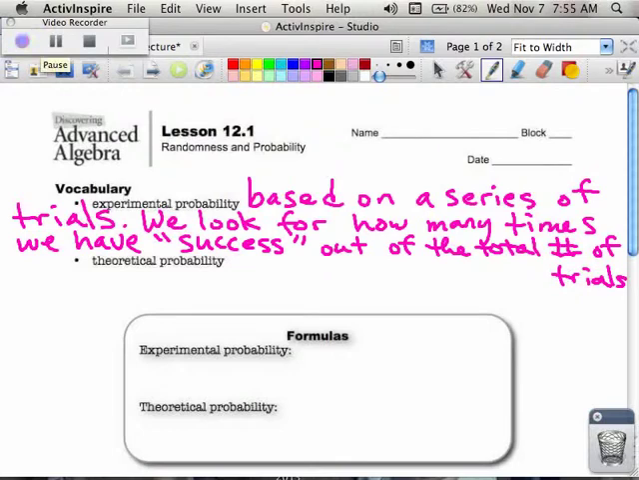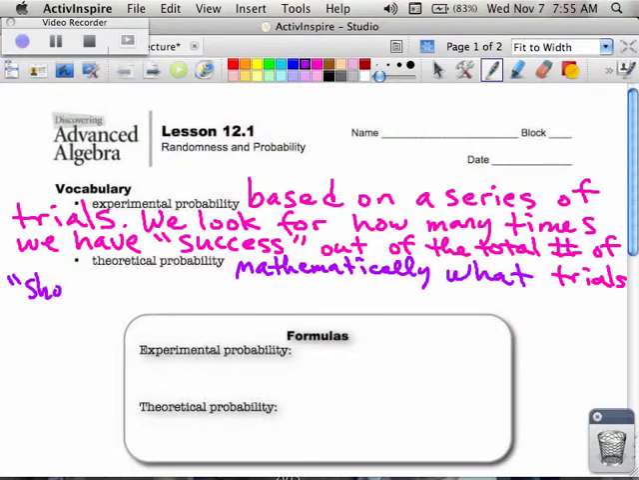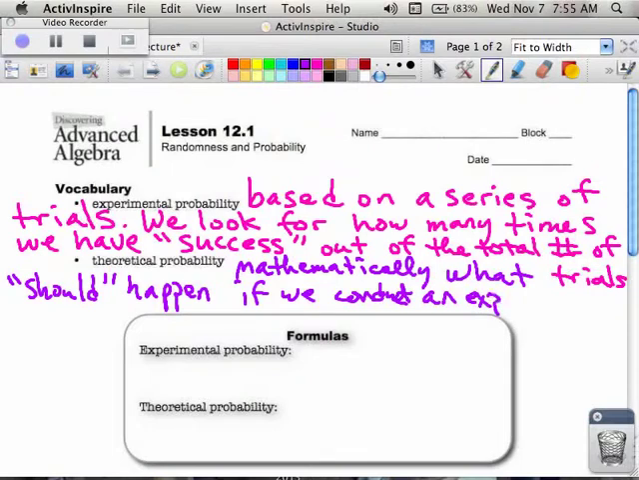The theoretical probability is mathematically what should happen if we conduct an experiment an infinite amount of times.